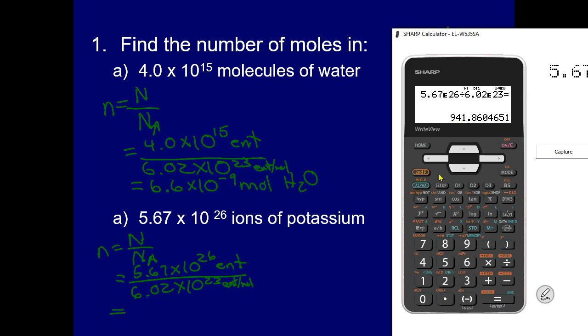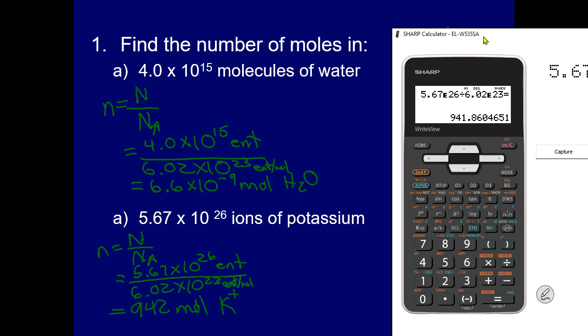941.9, 3 significant digits, 941, that rounds to a 2. So technically speaking, to 3 significant digits, that's 942 moles. Moles of what? Moles of potassium. Potassium ions, so K plus, all right? So you can see there that when I want to find moles, I'm going to divide by Avogadro's number.